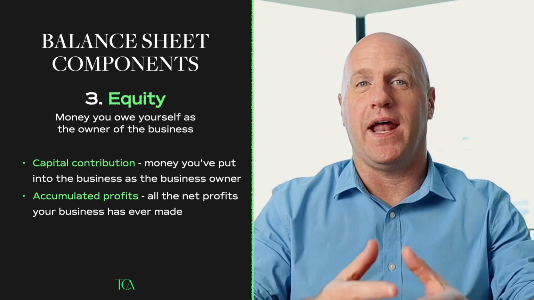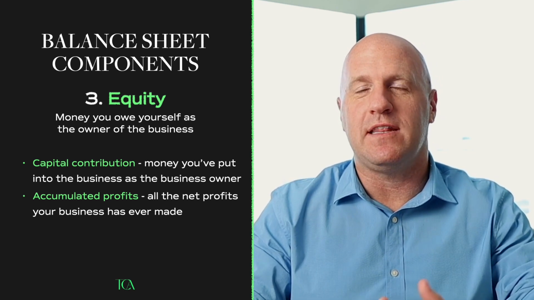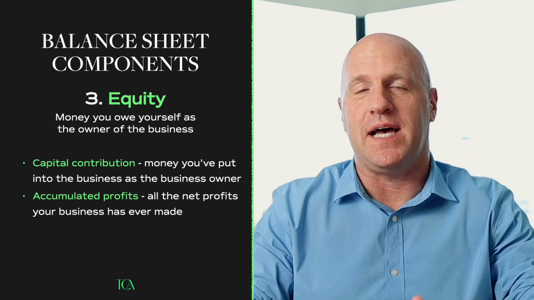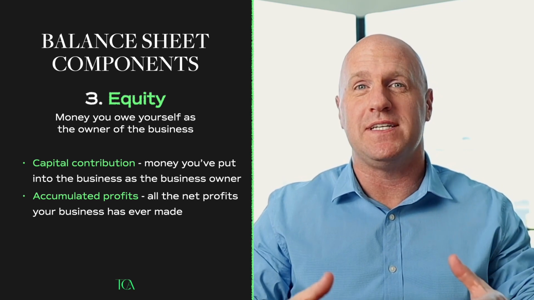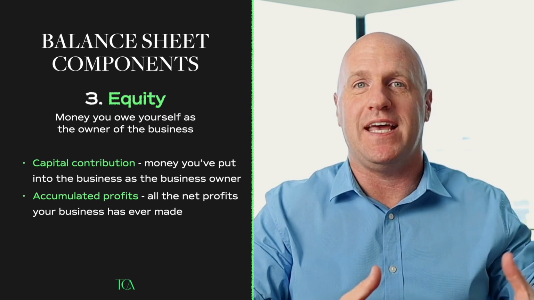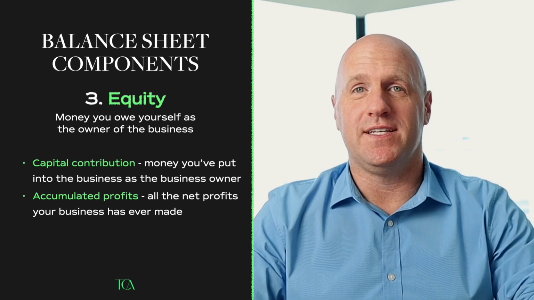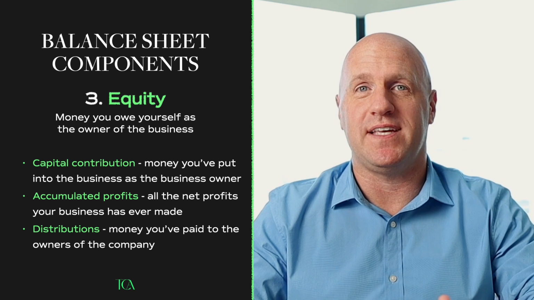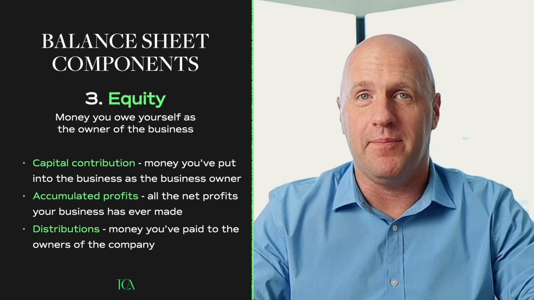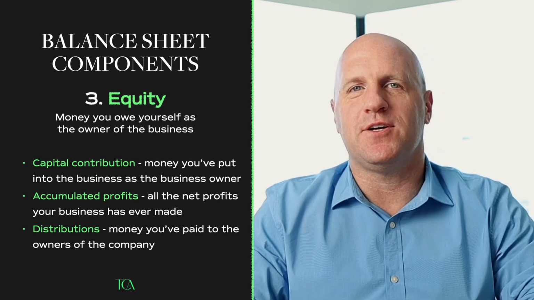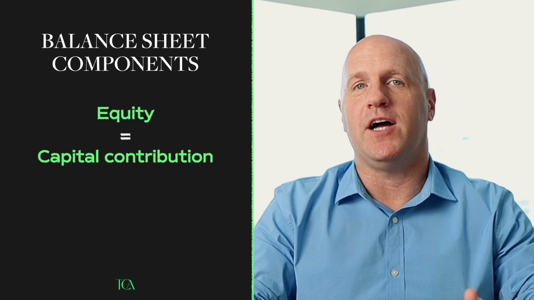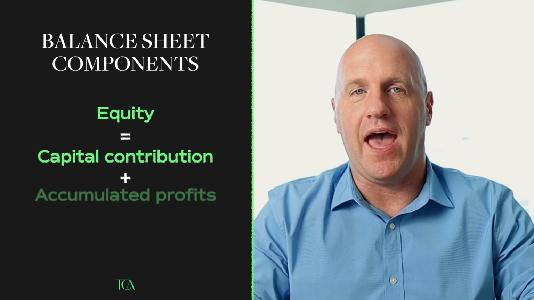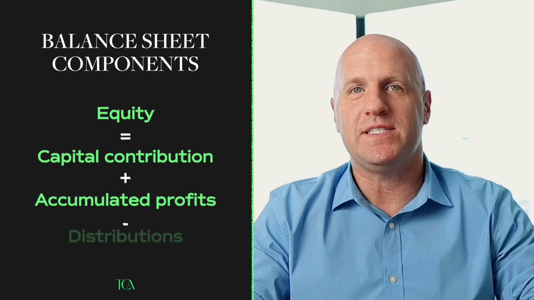On our last video, when I talked about the P&L, I told you that the P&L covers a fixed period of time. Accumulated profits takes into account all the net profits your business has ever made, all the way back to the OG days when you were first getting started. And finally, distributions is just another way of saying the money that you've paid to the owners of the company, aka you. So how do these terms all relate to equity? To calculate equity, we simply take the capital contributions we put into the business, we add our accumulated profits, and then we subtract our distribution.